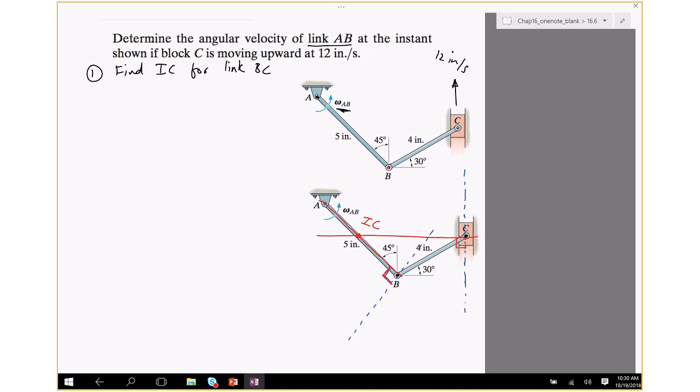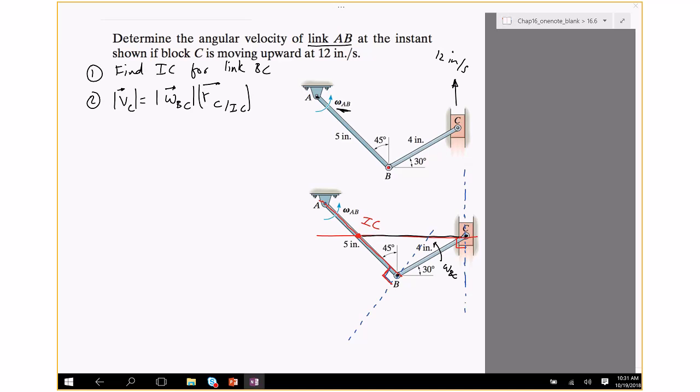Okay, the second step is we're going to try to find the velocities of different points on BC using the IC. So in this case, velocity of C is omega BC times, and this is all scalars, I don't need to deal with vectors here. Omega BC is the angular velocity of link BC times R C with respect to IC. That basically means this length. Okay, so that's the property of finding the IC.